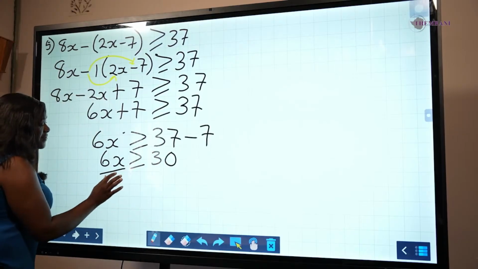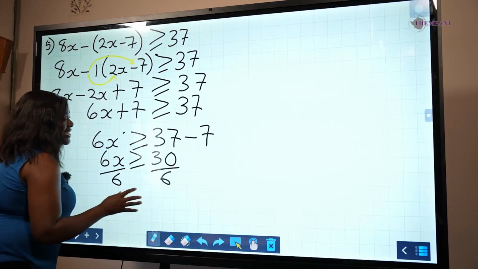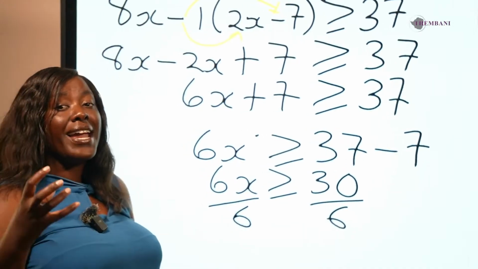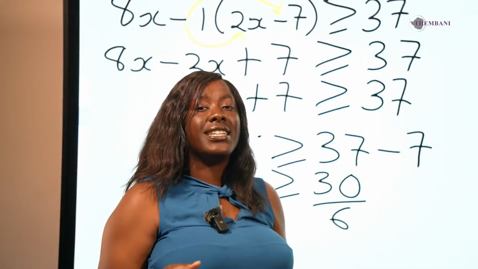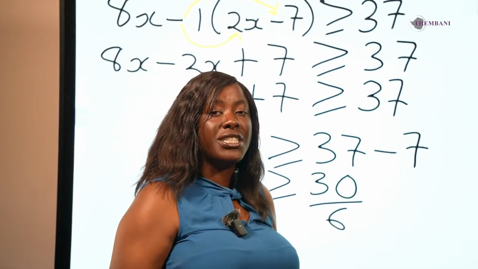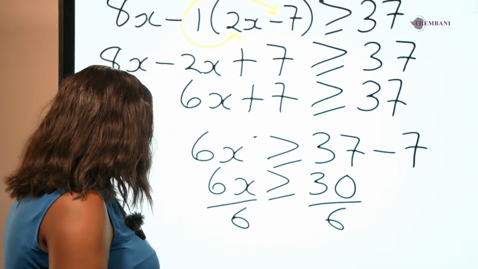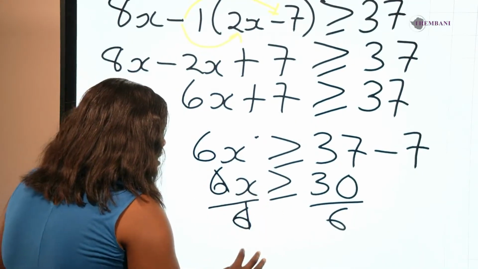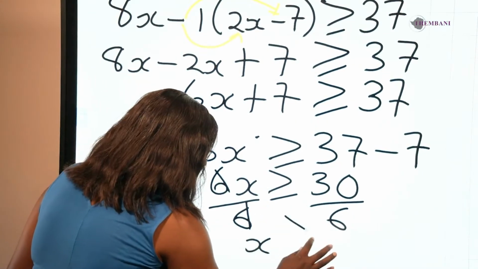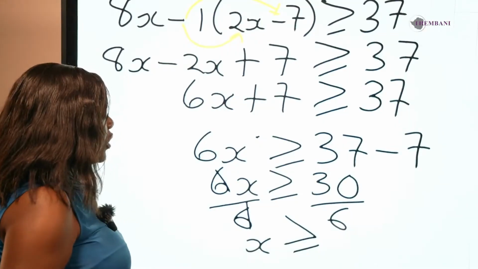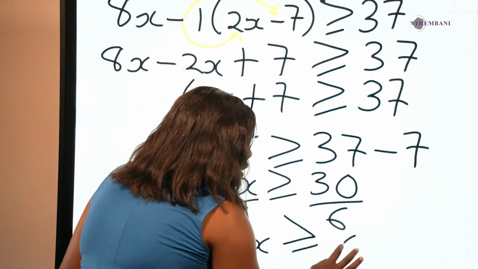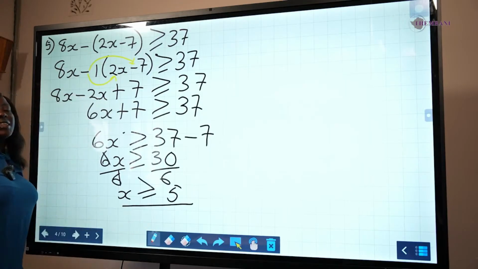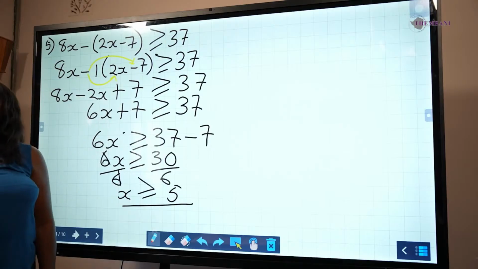Then from there, I divide both sides by 6. In this case, I didn't divide by a negative sign. So my inequality sign does not change because I'm not dividing by a negative sign. So this 6 divided into this 6 is going to give me an x is greater than or equal to 6 into 30 is going to give me a 5. So this will be my solution. This was the homework that I gave you.